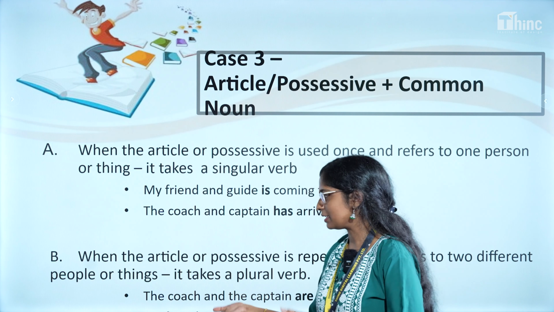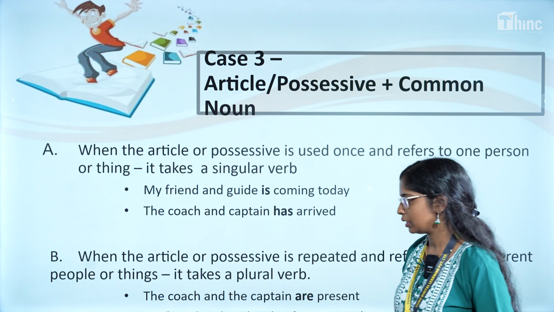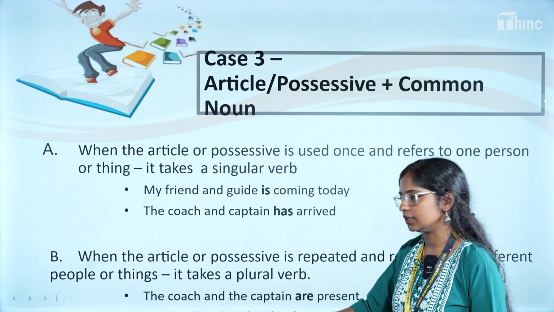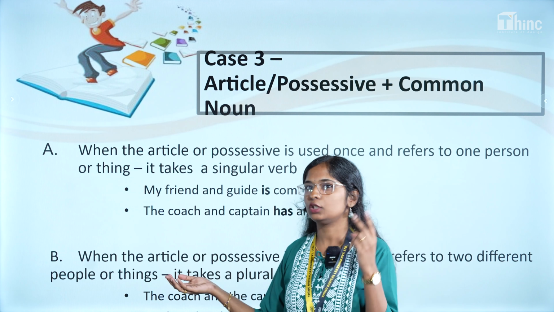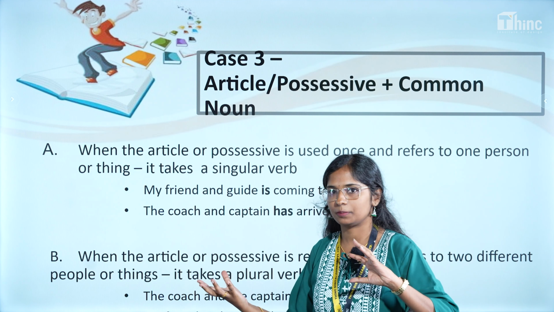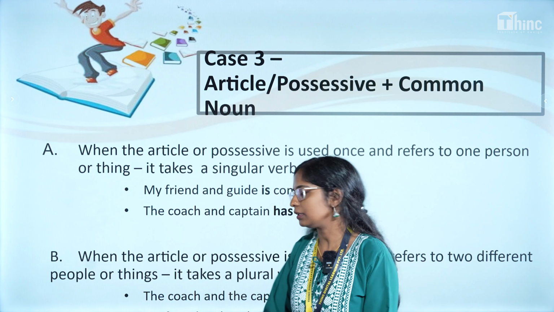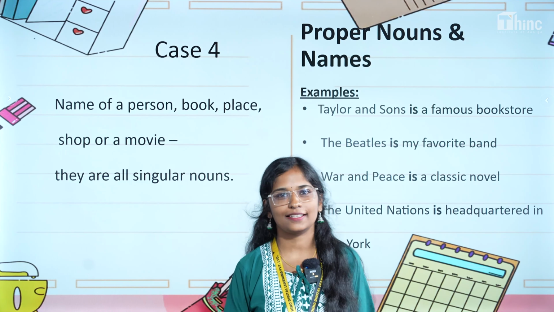Let us look at the same example. The coach and the captain are present. We repeated the article, the coach and the captain. So it means that there are two different people. The coach and captain are two different people. Since it is two different people, we used are. Okay. Let us look at the next case.